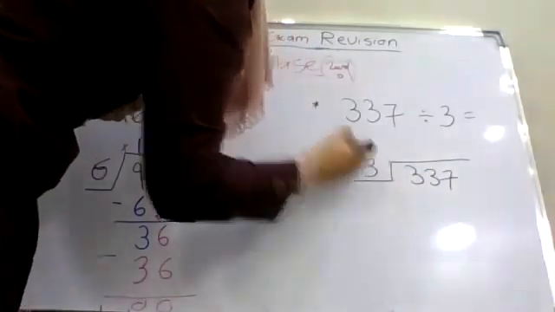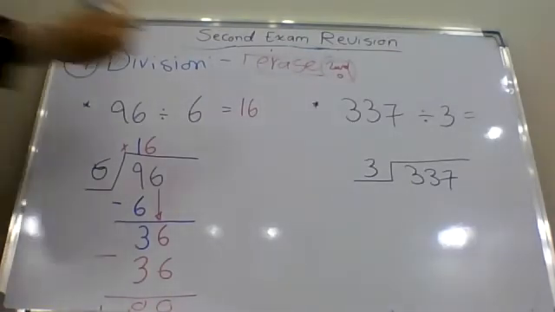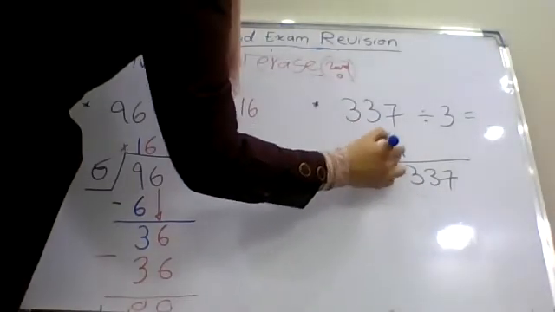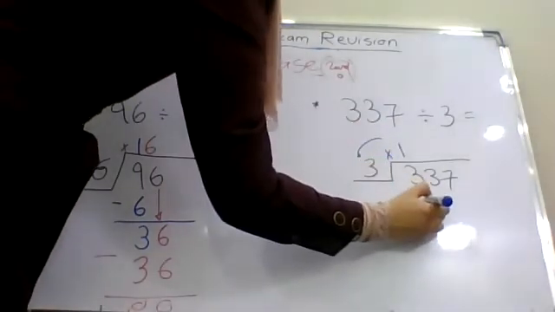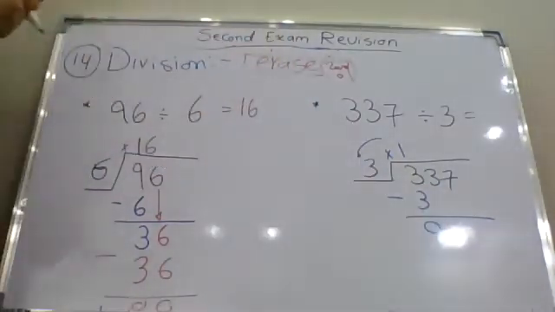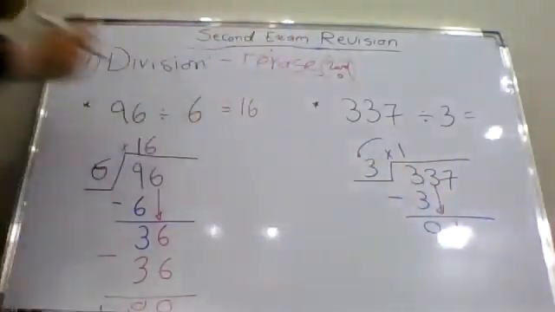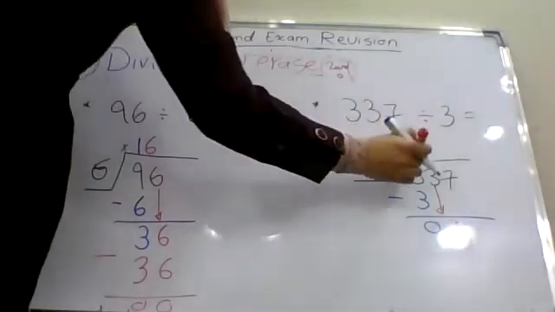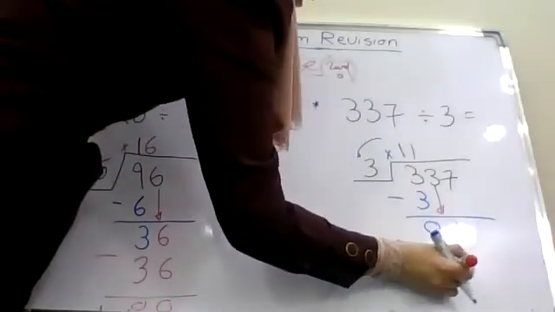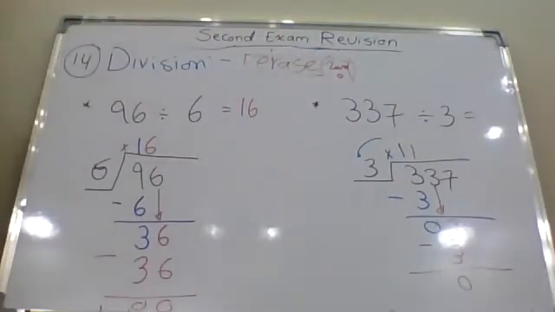337 divided by 3. We start with the first one: how many 3 inside this 3? I have only 1. I write here 1. Multiply it and go down here, which is 3. Take away, the answer is 0. Now we need to check the next number. So we put it down. I have 3. How many 3 inside this 3? I have 1. So 1 times 3 equals 3. Again, go down and subtract it. It's 0. Now we need to check the last number, which is number 7.